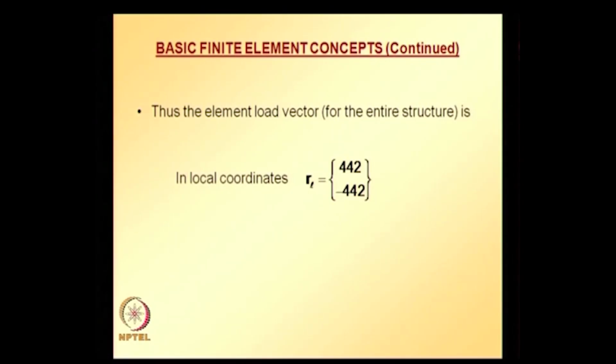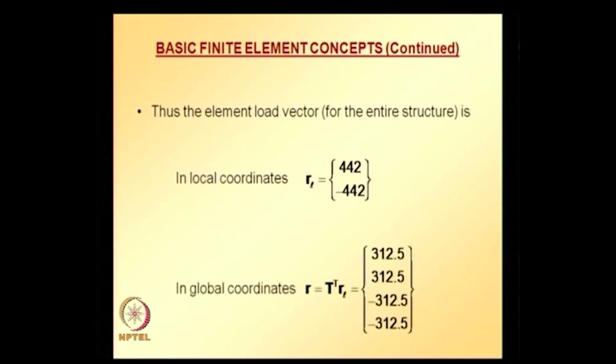So, in the local coordinate system RL is given by this. We already know what the transformation matrix is. So, we can calculate what the load vector is in the global coordinate system. And please note that here we are assigning the given loads to member 1. So, all the loads were assigned to only member 1. So, they are given here.